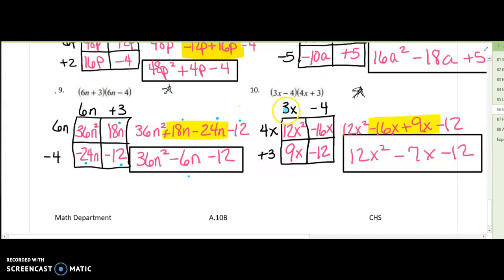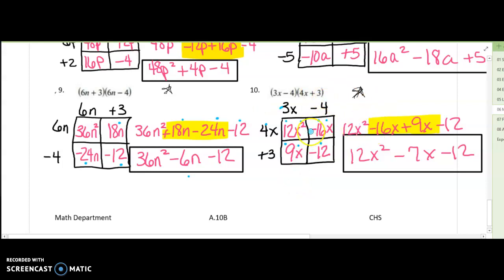So for number 10, we have 3 times 4. 3 times 4 gives us a 12. x times x is our x squared. We have a negative 4 times positive 4 is a negative 16. And then we can't forget our x. Never forget your x. 3 times 3 is 9. And then we have the x. We can't forget the x. Negative 4 times a positive 3 is a negative 12.